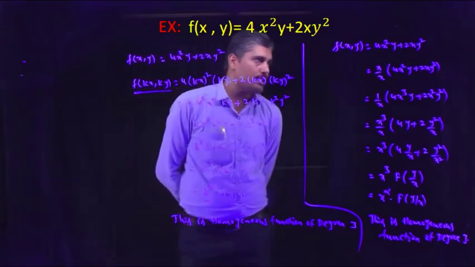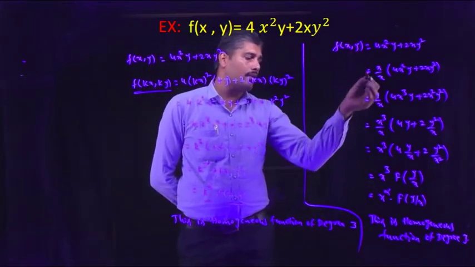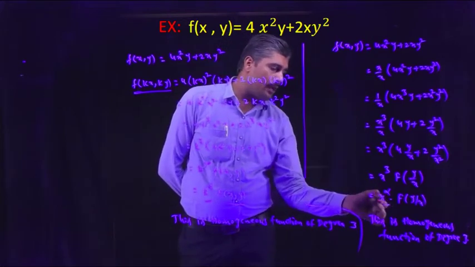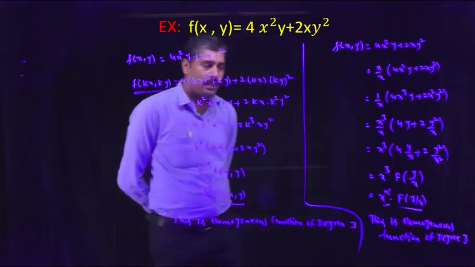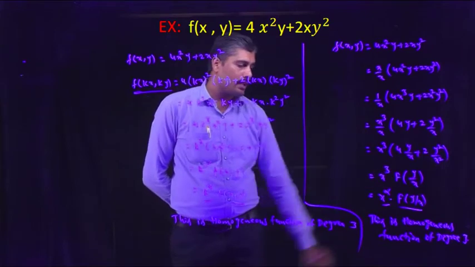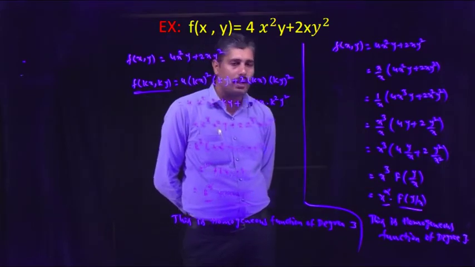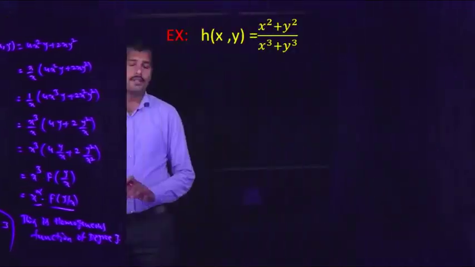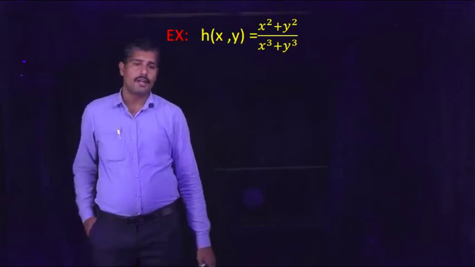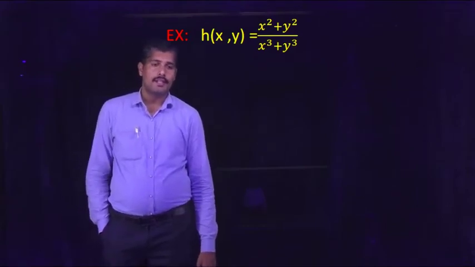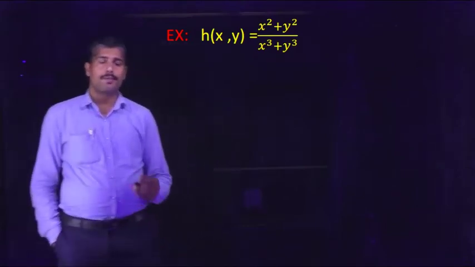And another way we say that f of x comma y equals x power alpha into f of y by x. Here alpha equals 3. That's why this is a homogeneous function of degree 3. See one more example. h of x comma y equals x square plus y square by x cube plus y cube.